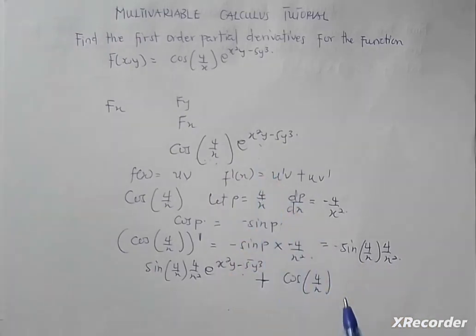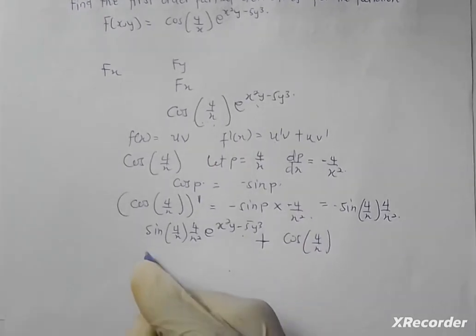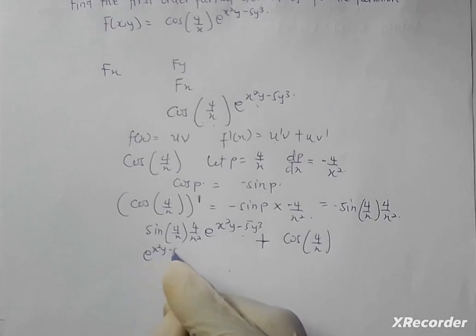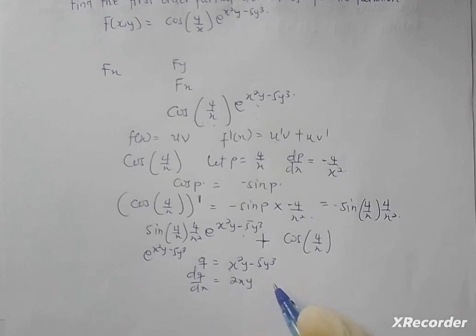Then I'm going to differentiate this with respect to what? X. So let's see how we're going to do that. If you have e to the power x squared y minus 5y cubed, and I want to differentiate with respect to x, the y and all the things become constant. Again, I'm going to make q equal to my exponent, x squared y minus 5y cubed. So if I find dq over dx, then I'm going to get 2xy. This place remains 0.